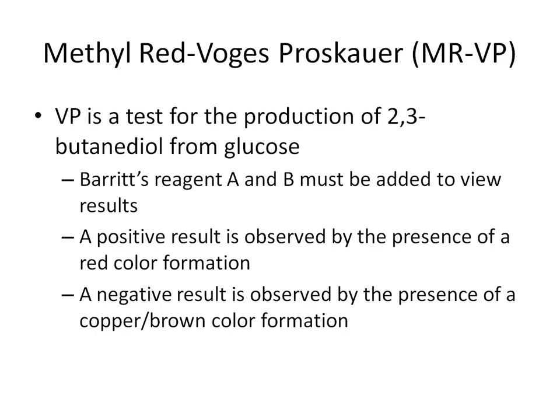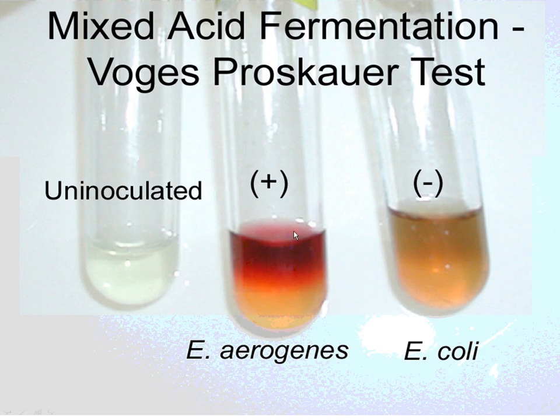To the second test tube, we would add the VP reagents. These reagents test for the production of 2,3-butanediol. This is a fancy way of a bacteria to break down glucose. If the bacteria is VP positive, you would see a red color. So here we have uninoculated media, Enterobacter aerogenes, and Escherichia coli. Notice this time the Enterobacter is the one that turned red.